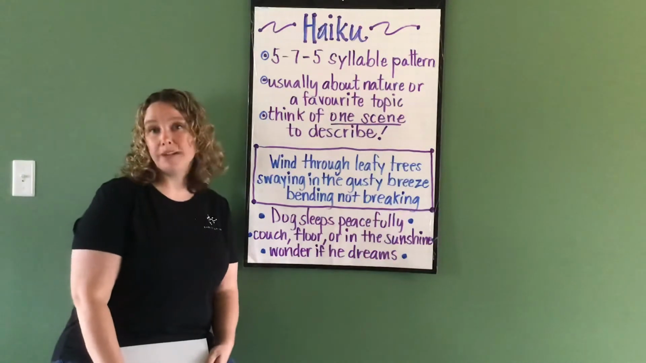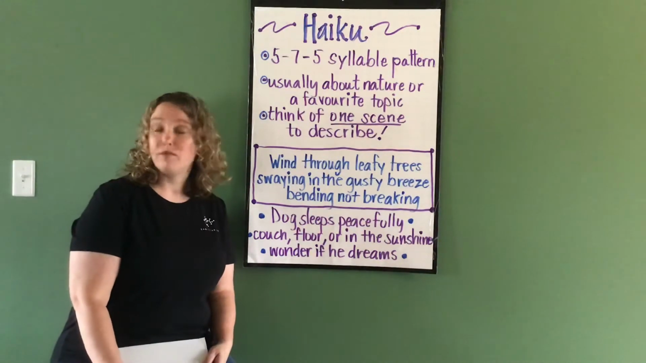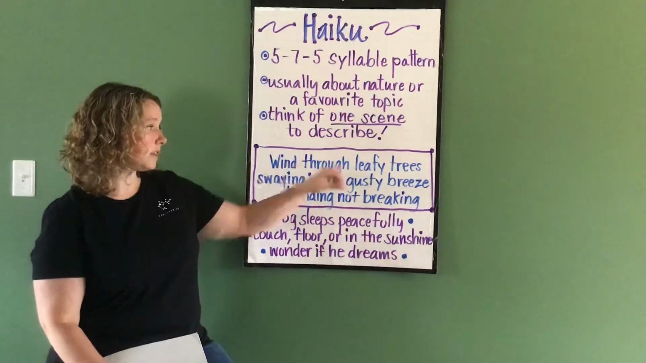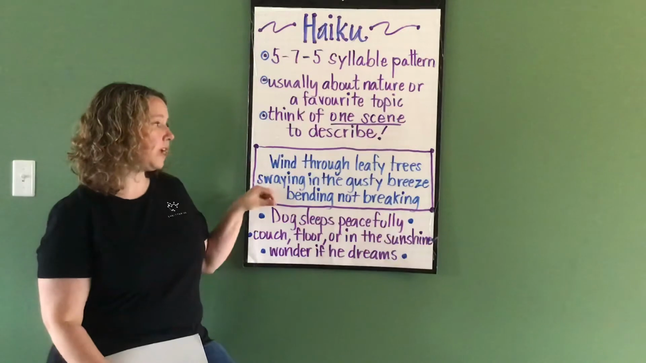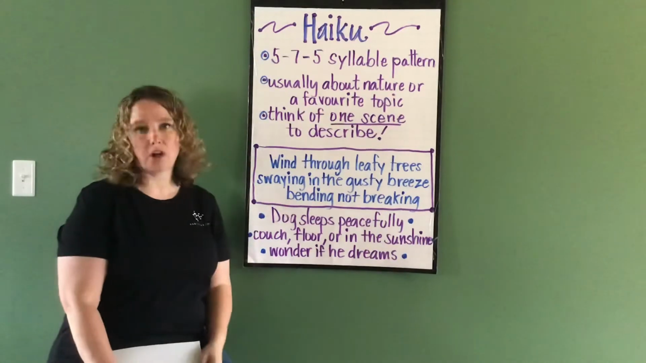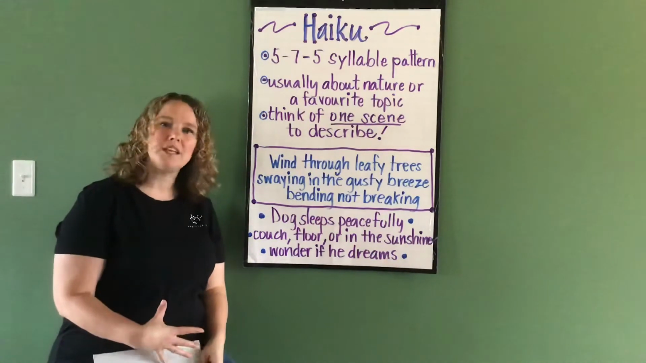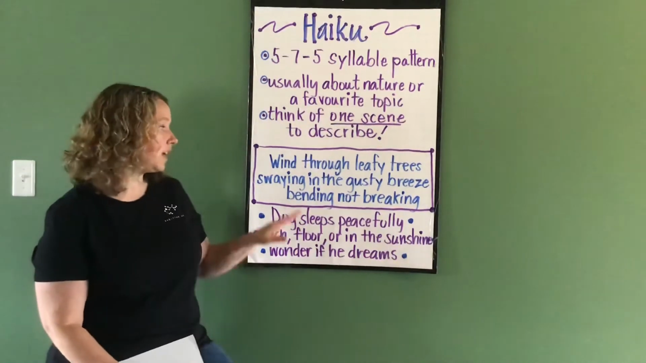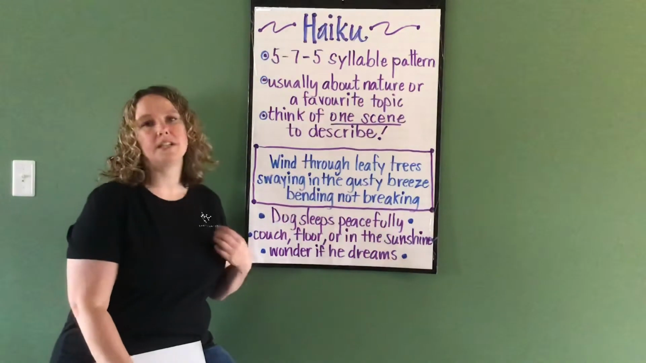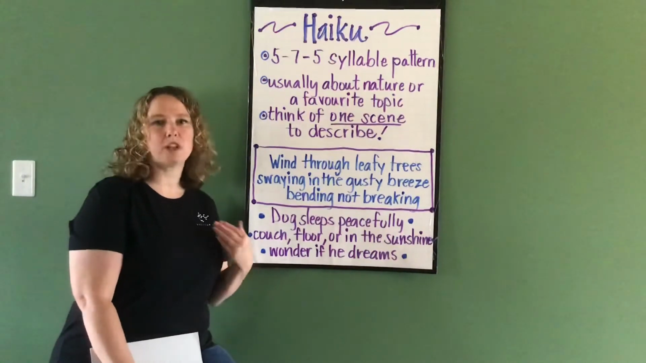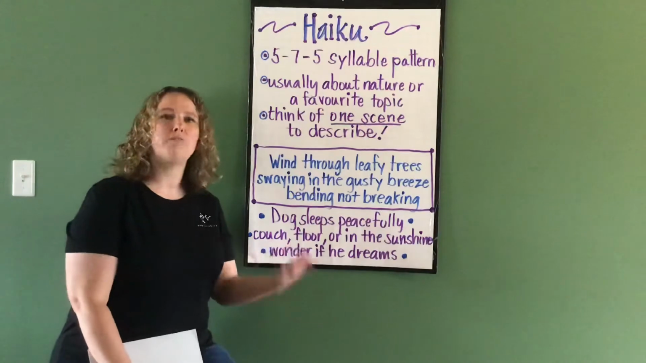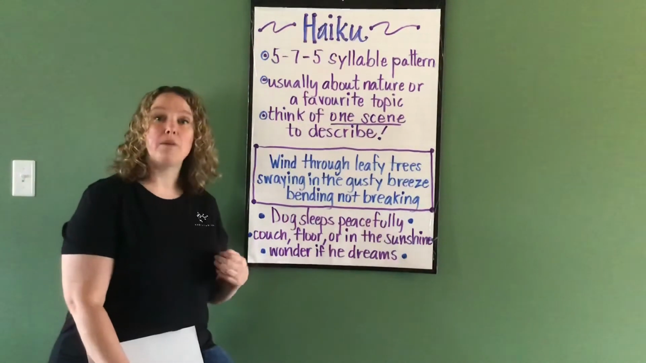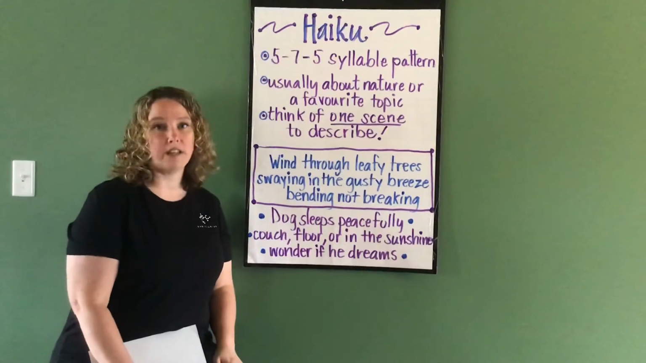So today's a really windy day, so I was looking at the tree in my front yard, and I wrote: wind through leafy trees. That's my first line, that's 5 syllables. Swaying in the gusty breeze, bending, not breaking. So I said something about the scene, I described what the scene looked like, and I used some creative language like bend, not break. It's a saying that they say when something's really resilient or it goes through a lot, you tend to bend in a situation and not break and not give up. So it's kind of a tie into life in general.